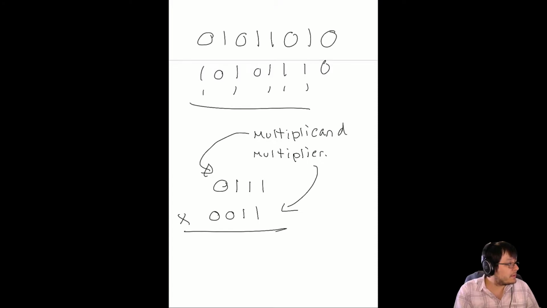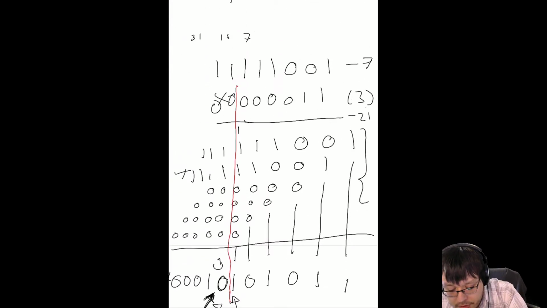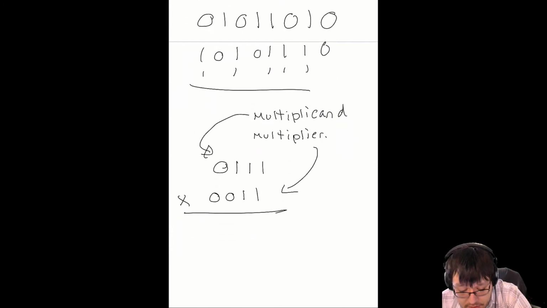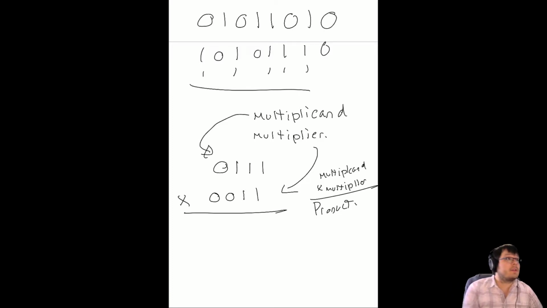Let's see. Yeah, multiplicand is the top. Oh yeah, I have them right. Okay, cool. Another term that might be useful is that these things that I did here, the partial steps, are called partial products, and the final answer of a multiplication is known as the product. So multiplicand times multiplier is equal to product. That's just some terminology for you.